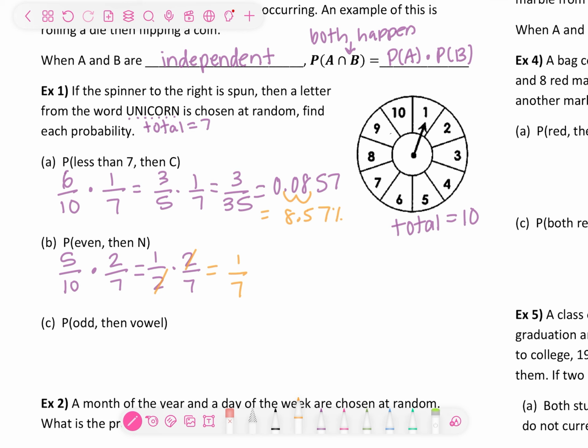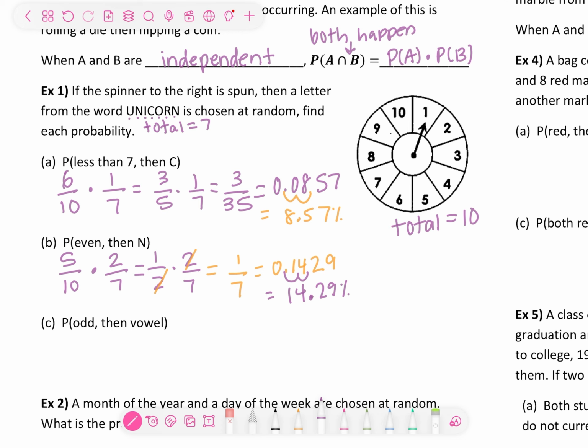So 1 divided by 7 is then going to give me 0.1429 if I round. And then we're, of course, going to change it to a percent. So that's about equal to 14.29%. A little bit more likely than the last one.